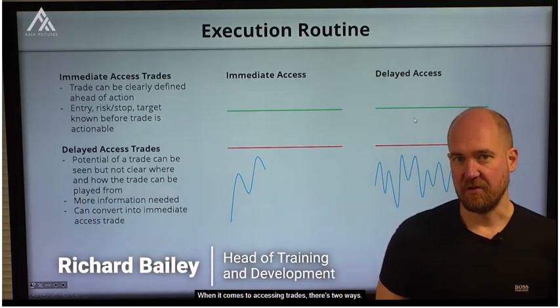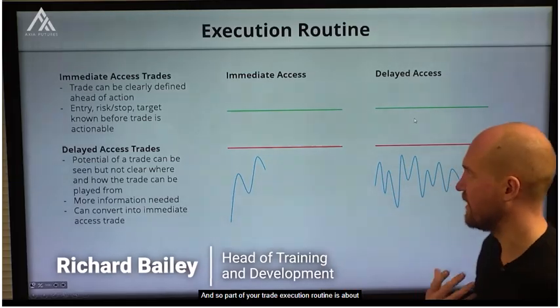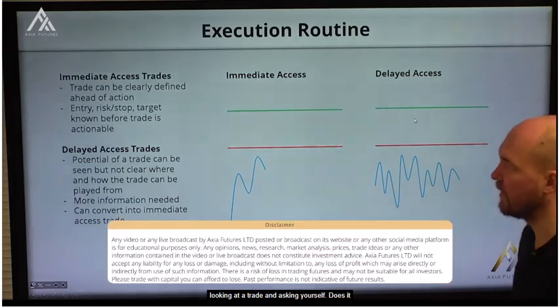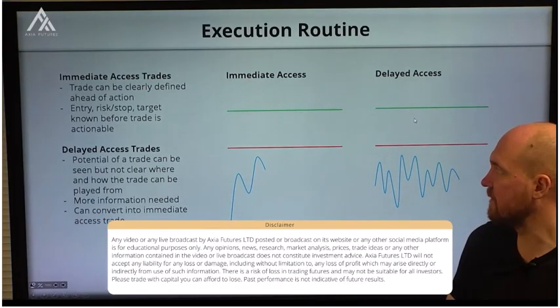When it comes to accessing trades, there's two ways. And so part of your trade execution routine is about looking at a trade and asking yourself, does it fall into the category of immediate access or delayed access?